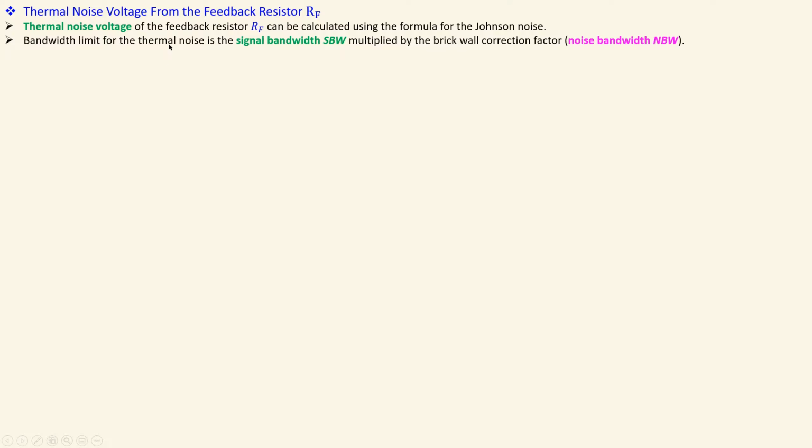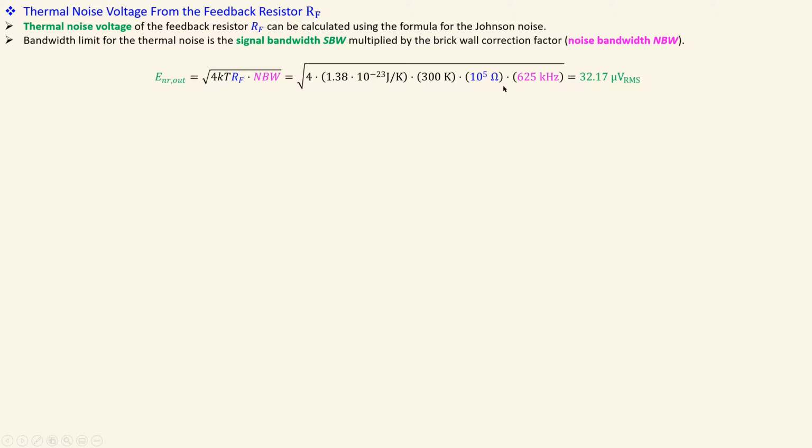Okay, the thermal noise voltage from the feedback resistor. Let's look at this again using the Johnson noise or thermal noise formula, and the bandwidth is then limited by the signal bandwidth, of course the noise bandwidth, because we use the first order circuit approximation and we use the brick-wall conversion factor. Then we have the following situation. We have the 4kT for Boltzmann's constant, the temperature, the value of your feedback resistor, this is the noise bandwidth, and this is then our noise voltage contribution due to that feedback resistor. So it is 32.17 microvolts RMS. Okay, that's just for the resistor.